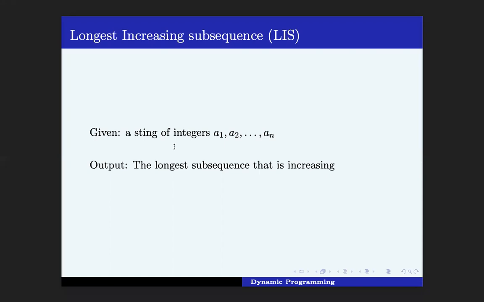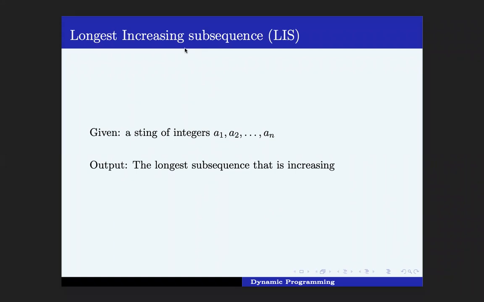And for any I, we know L of I is 1 plus the maximum of L of J, such that J is strictly greater than I. Yes, I agree. So I think you guys are thinking in the right direction. I think your thinking is correct.